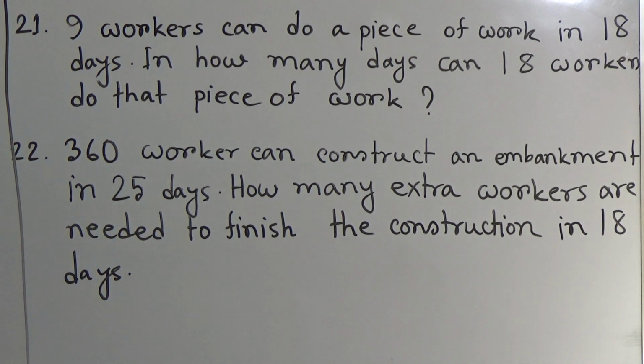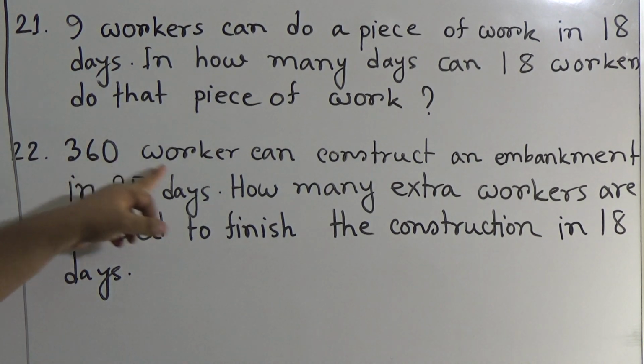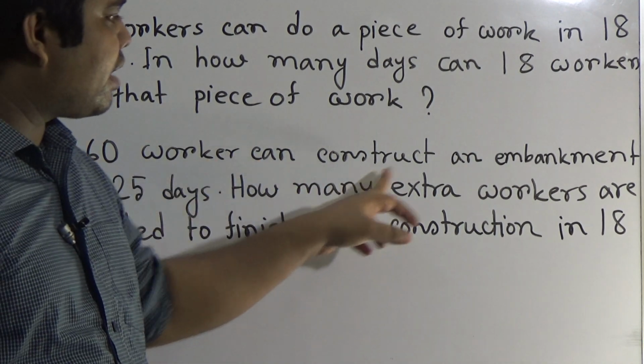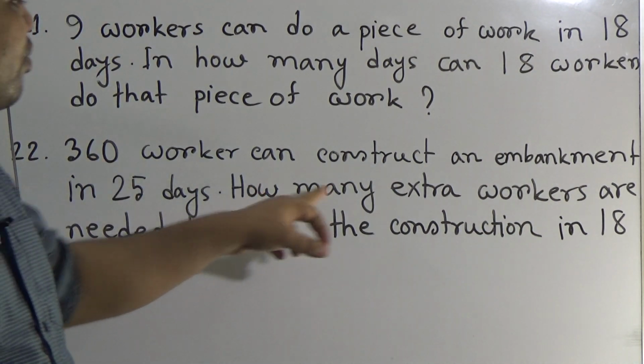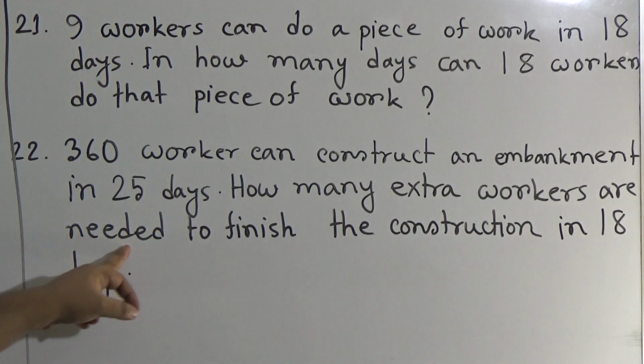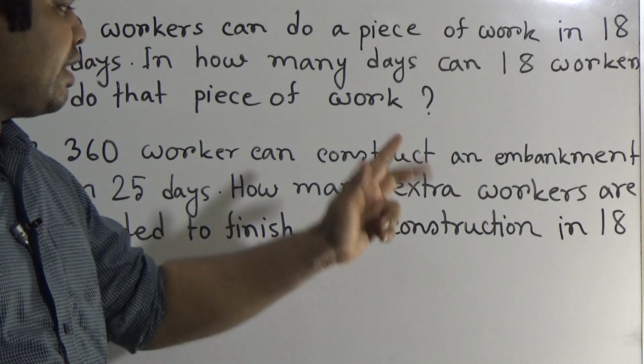My dear student, notice, same as question number 21. 360 workers can construct an embankment in 25 days. How many extra workers are needed to finish the construction in 18 days?